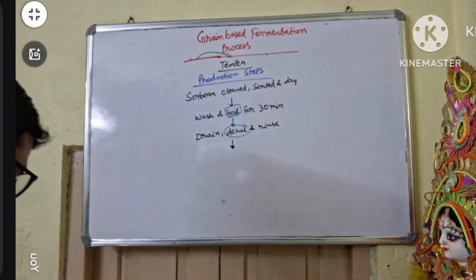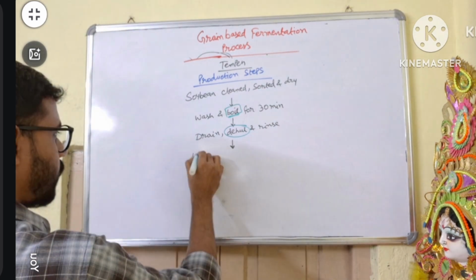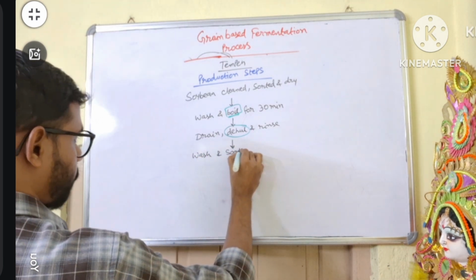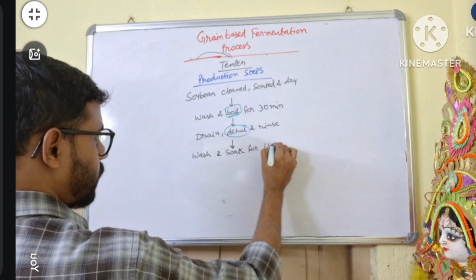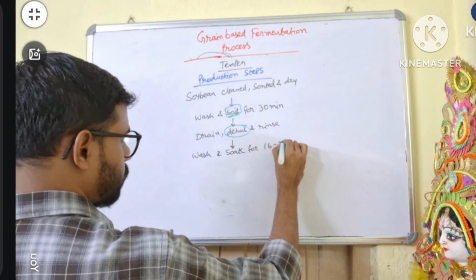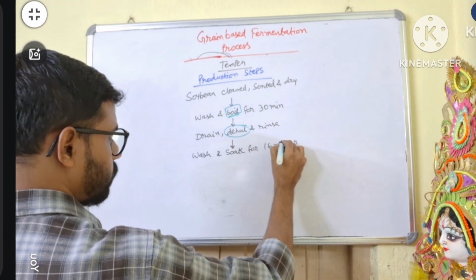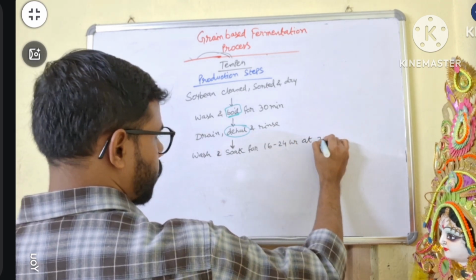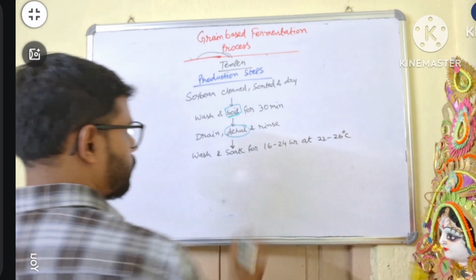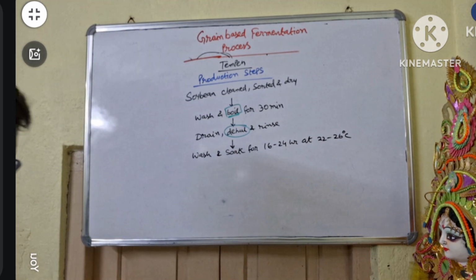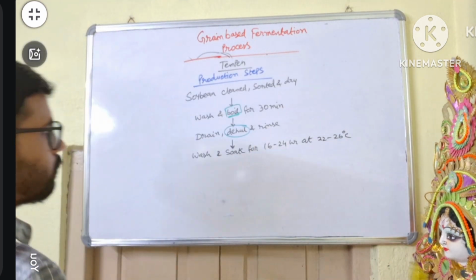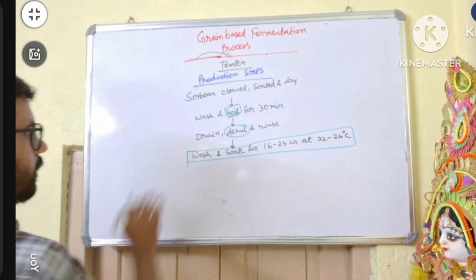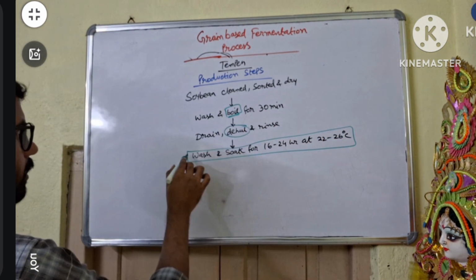Clear? Next, further wash and soak for 16 to 24 hours, meaning 1 day, at normal room temperature, 22 to 26 degrees centigrade. And this is the important step before adding culture, starter culture. This soaking after dehulling is important.